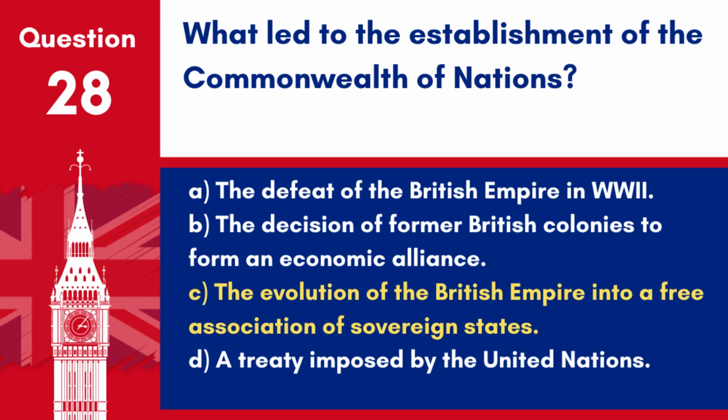Answer: C. The evolution of the British Empire into a free association of sovereign states. The Commonwealth of Nations was formed as an intergovernmental organization of countries that were mostly former territories of the British Empire, promoting political, economic and educational cooperation among member states.